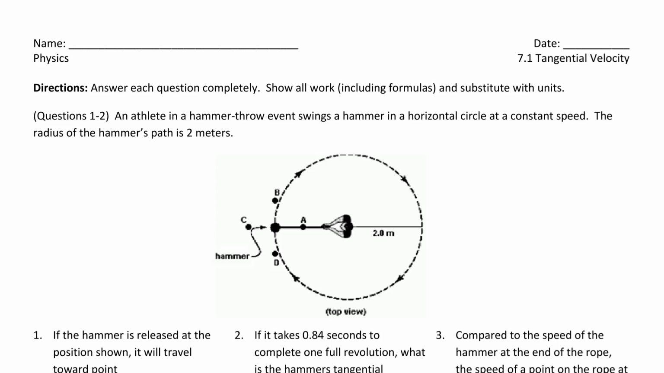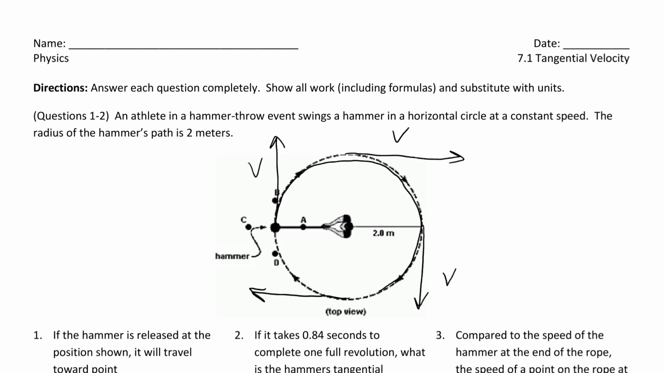Why is your velocity changing? Because velocity is a vector quantity. Vectors have direction. And as you move around in a circle, your velocity keeps on changing direction. So as you go around, this velocity vector continuously changes. So you continuously have a change in velocity.